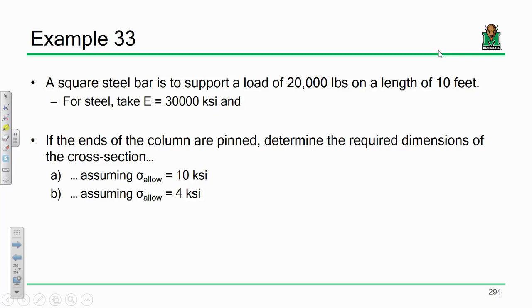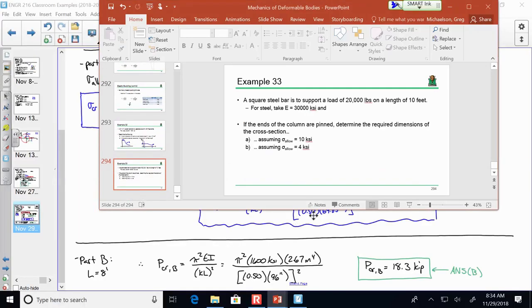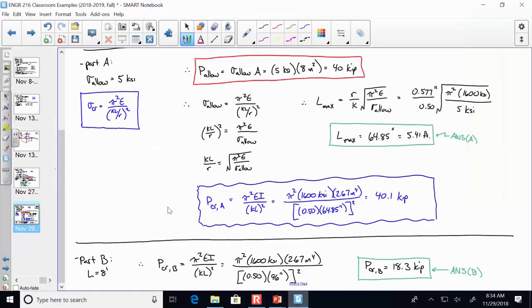A square steel bar has to support a load of 20,000 pounds on a length of 10 feet. For steel, we're going to take an E value of 30,000 KSI. And if the ends of the column are pinned, I want to design this cross-section, assuming that we either have 10 KSI steel or assuming we have 4 KSI steel. Sound good?